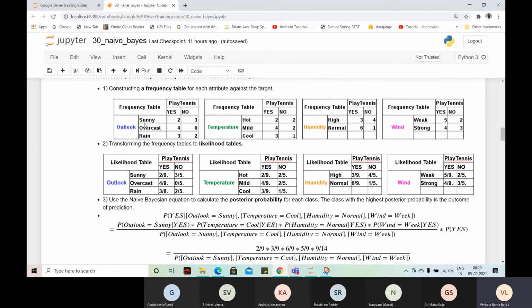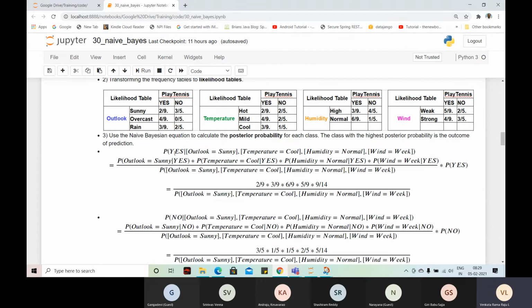So we are taking counts here. How many outlook sunny belong to yes? How many sunny belong to no? How many overcast belong to yes? How many overcast belong to no? This zero is very important. I am actually trying to come here and go back because this part is very important. Look at it, and I'll point out in a moment.